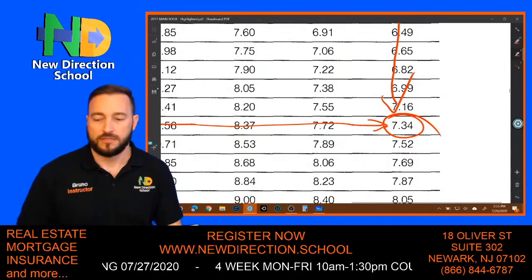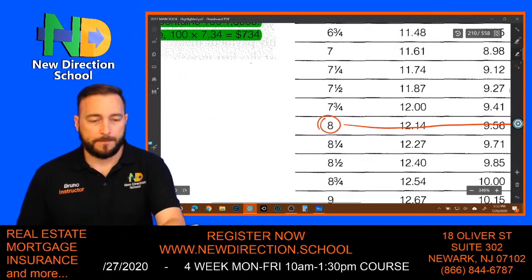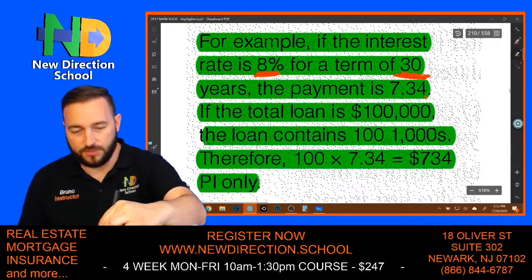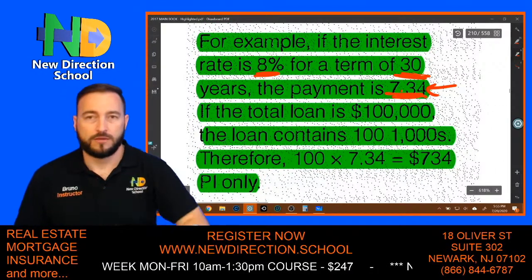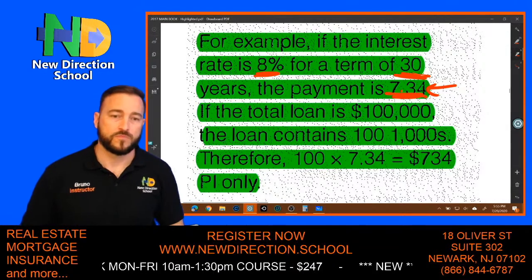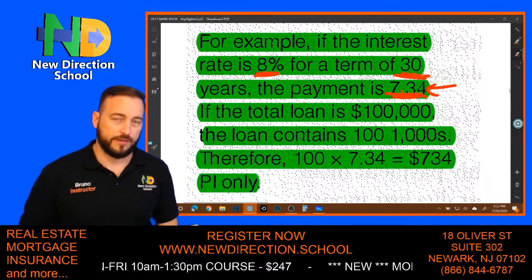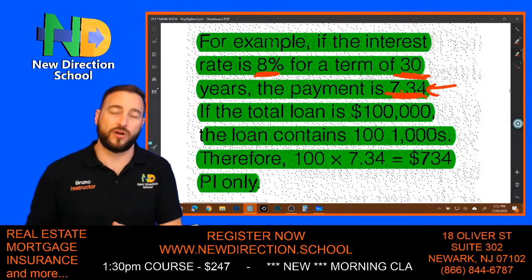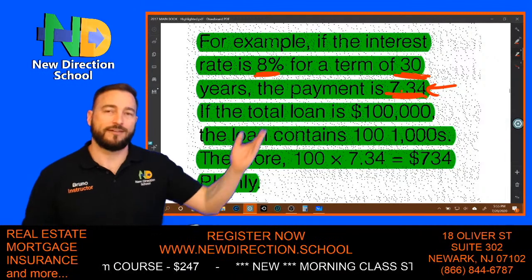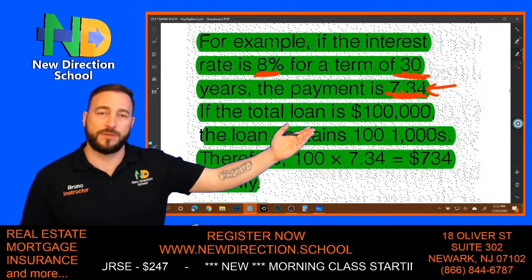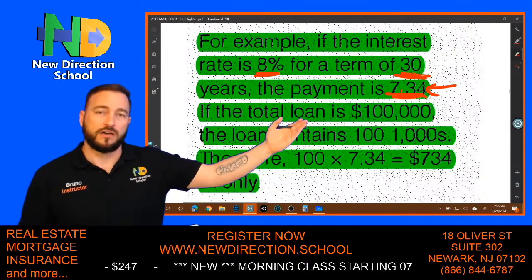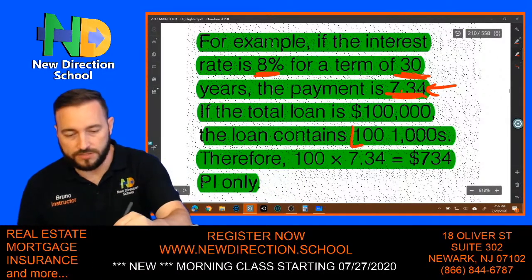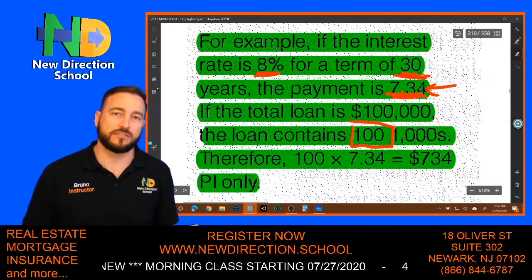All right? So we're going to go back here. The number we identified was 7.34. Correct? So if we're borrowing $100,000 and they say this chart is per every 1,000, then you have to divide 100,000 by 1,000. Then what number do we have? There are 100 thousands in this loan.